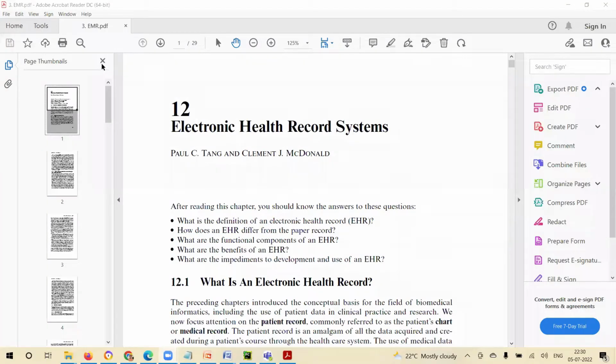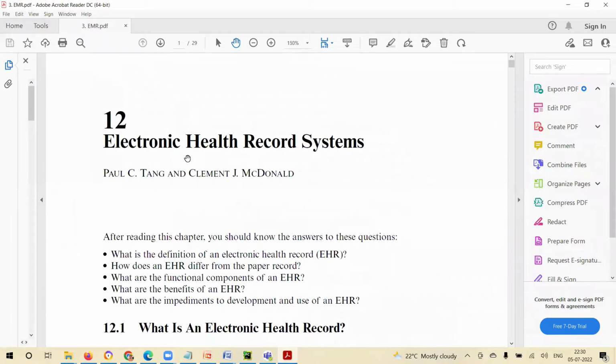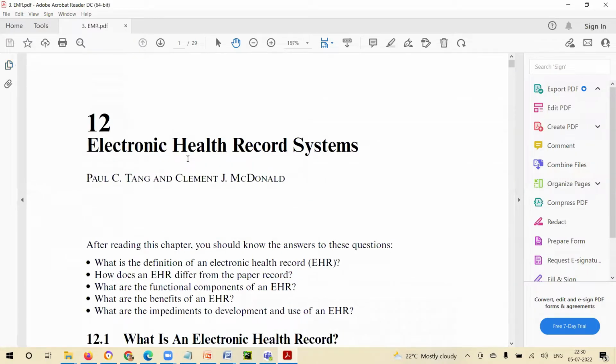Okay, so today we'll talk about EMR. You call it EMR or EHR, electronic medical record or electronic health record. Both mean the same thing. So we'll talk about how to manage a clinic. EMR is software that helps to manage a clinic.